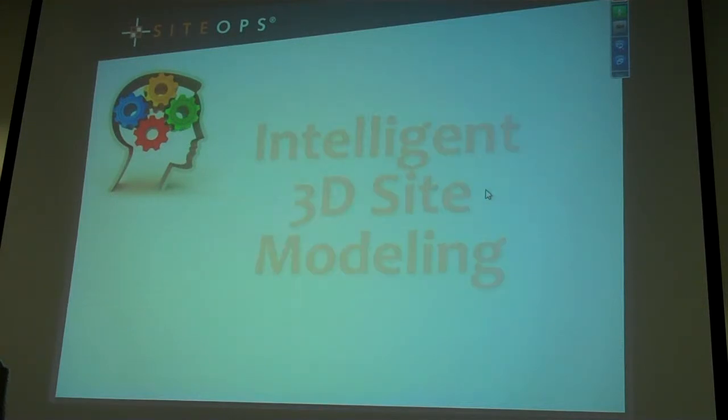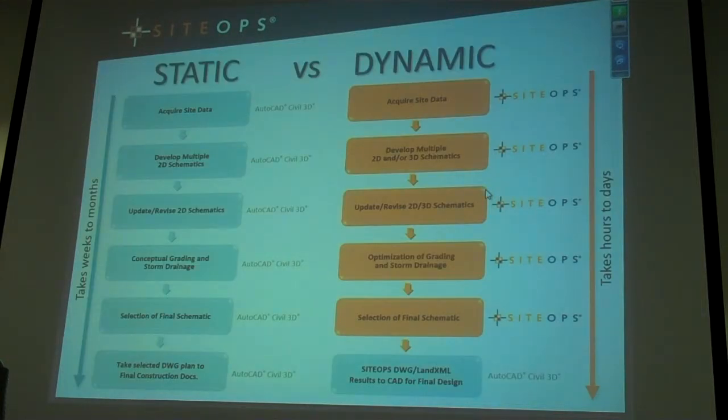I'll just get through this slide. The main difference is static versus dynamic. The biggest thing is we're going to get to the same goal, which is a DWG file on the back end that you can take into your CAD programs to label and go through further construction design detailing. But the upfront part is a little different. We're still going to acquire data, and I'll show you that. No matter whether you use Civil 3D or SITEOPS, you have to acquire some data to start the project. But then we will develop site plans.